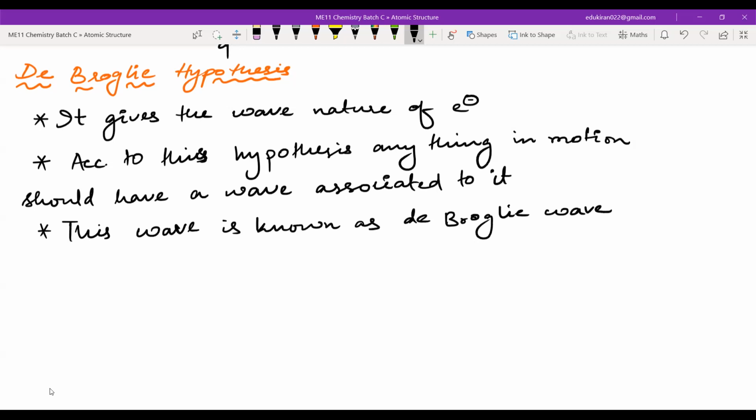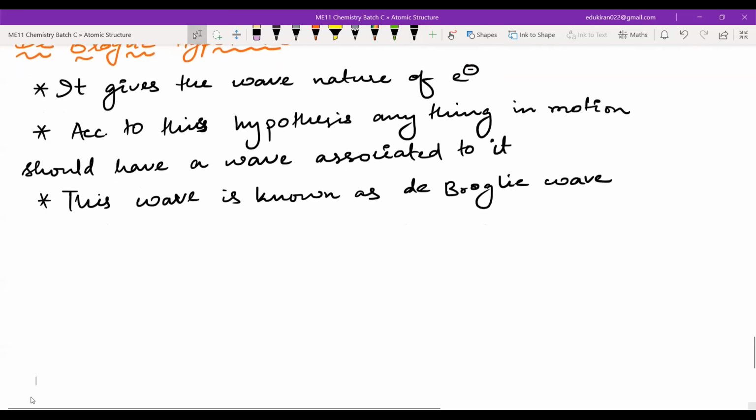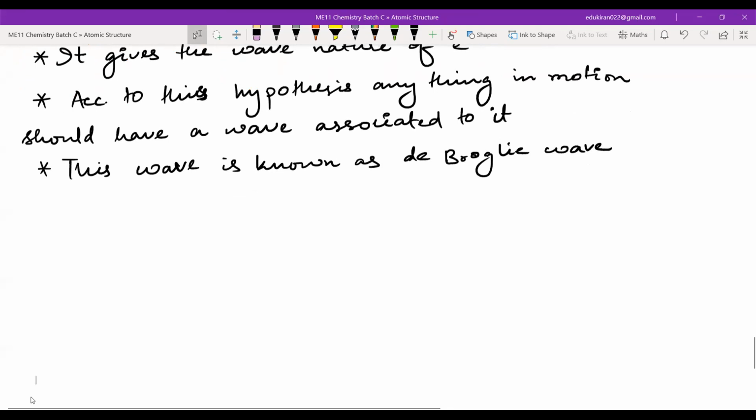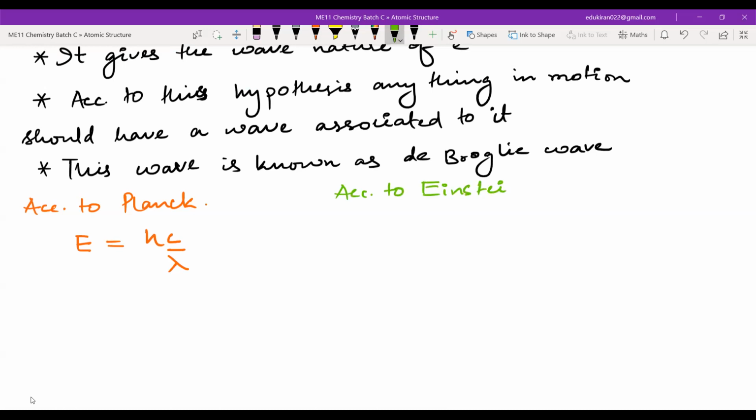How did he come to this conclusion? The mathematics that he had was very easy. He said that we have two equations. According to Planck, the energy of a photon is equal to hc upon lambda. He also said that according to Einstein, the energy is equal to m into c square, where c is the speed of light.